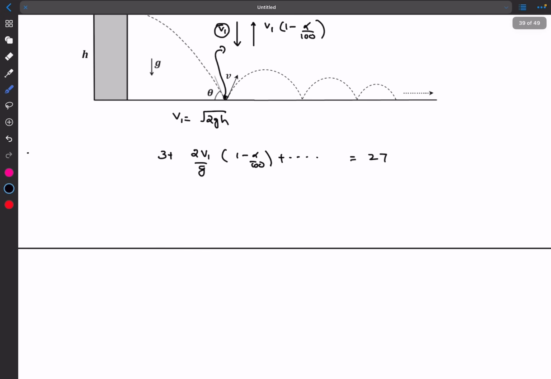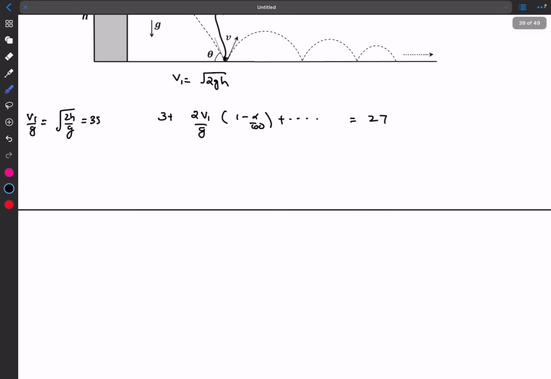Now v1 by g is going to be square root 2h by g, right? So this is just 3 seconds. So 2 v1 by g will be 6 seconds. And for the GP, we can use the sum formula. So it will be 1 minus alpha by 100 divided by 1 minus the common ratio. So this should be equal to 24.